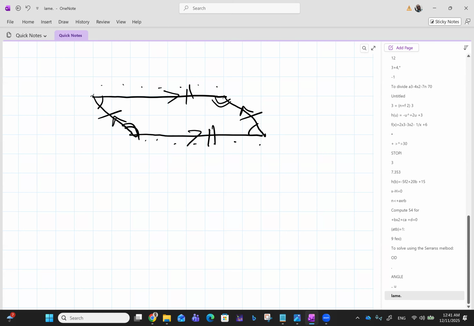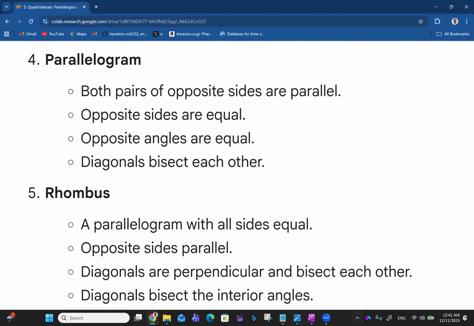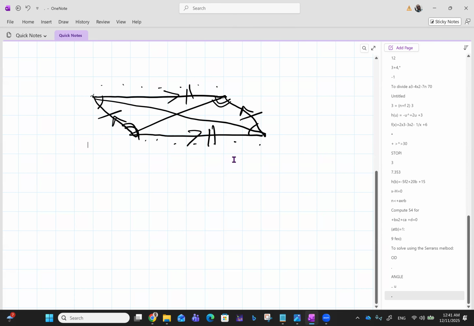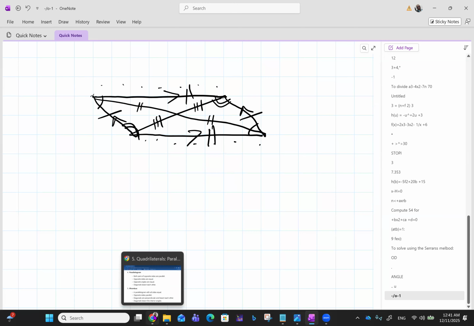And then the diagonals are equal. Oh, do we have that? Let me be sure about that equality. The diagonals bisect each other. They are not necessarily equal. Yeah, very important. So they bisect each other. That means this length is equal to this length, and this length is equal to this length. That is what it means. They just bisect each other. So that's what a parallelogram is about, right? So this is a parallelogram.